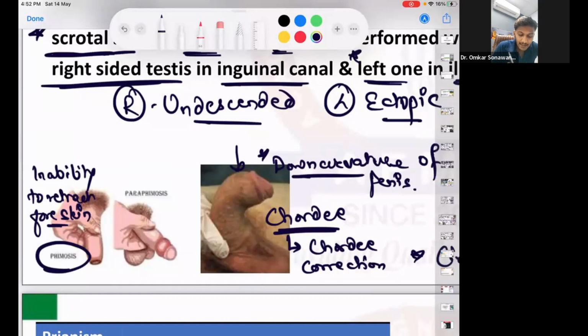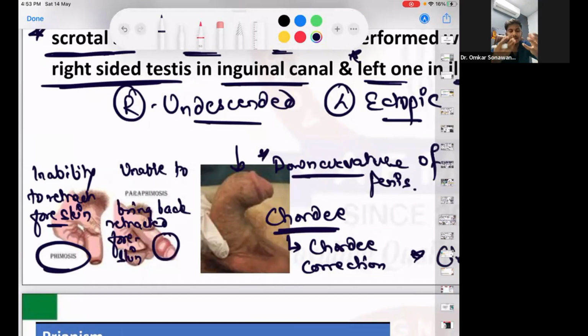And if the patient is unable to bring back the retracted foreskin, that is what is called as paraphimosis. It is due to swelling which is seen. There would be a swelling around the foreskin, and therefore the patient is unable to bring the foreskin back over the glans.